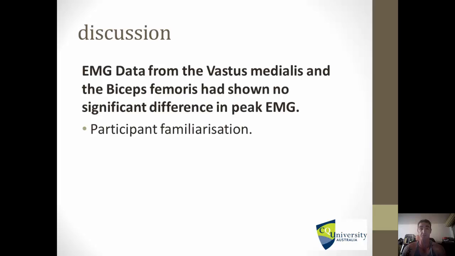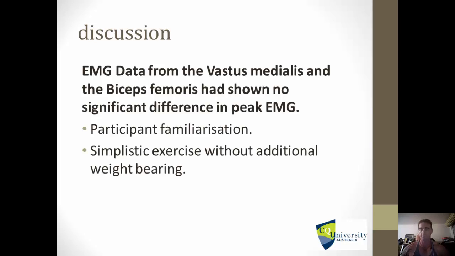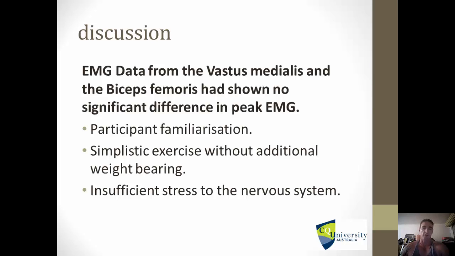All of the students that participated in this experiment were very familiar with the exercise. Plus there was no additional bearing of any sort of weight, so being so familiar with this exercise without any additional weight bearing might not have been enough to increase any lower limb muscle activity within these people. Yeah, it might not have been enough to stress the participant's nervous system because they were so familiar with that exercise.